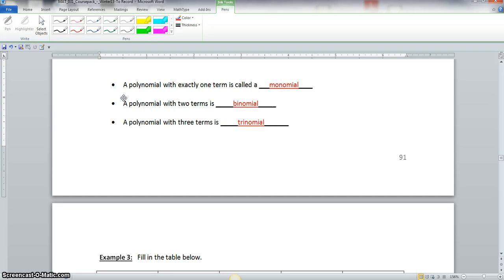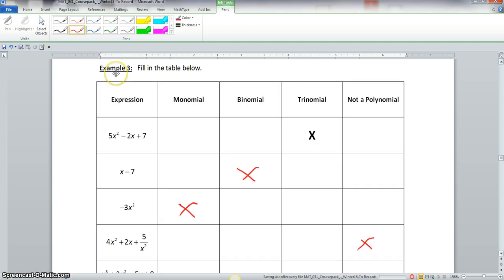Okay, now a polynomial with exactly one term is called a monomial. A polynomial with two terms is a binomial. A polynomial with three terms is a trinomial. Okay, now we come to example 3. Fill in the table below. We have our expression. We have to mark this as monomial, binomial, trinomial, or not a polynomial. Now this is a trinomial because we have three terms. So we put our x for trinomial. x minus 7, that's two terms, is a binomial. And negative 3x squared is a monomial because it's one term.